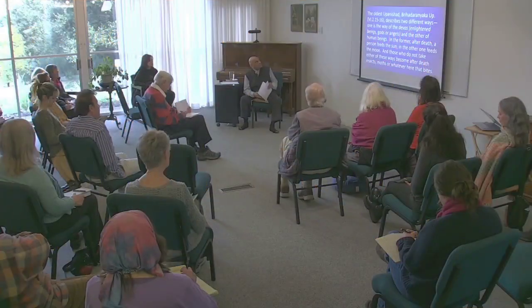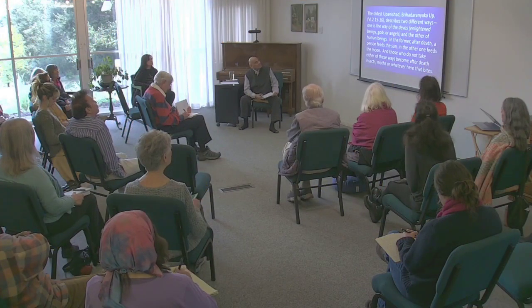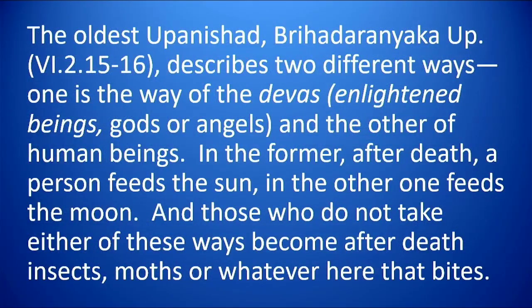Then the oldest Upanishad, Brihadaranyaka Upanishad, I've given the reference here, describes two different ways. One is the way of the Devas. Devas simply means enlightened ones or gods or angels. And the other of human beings, ordinary human beings. In the former, after death, a person feeds the sun. In the other one, feeds the moon. And those who do not take either of these ways become after death insects, moths, or whatever here that bites. So you decide.